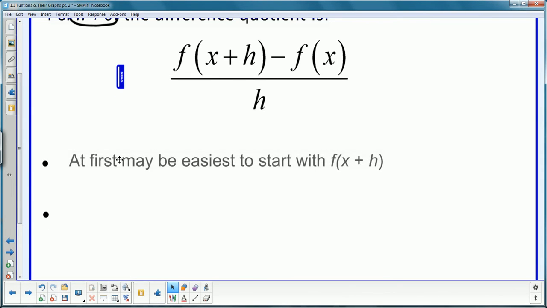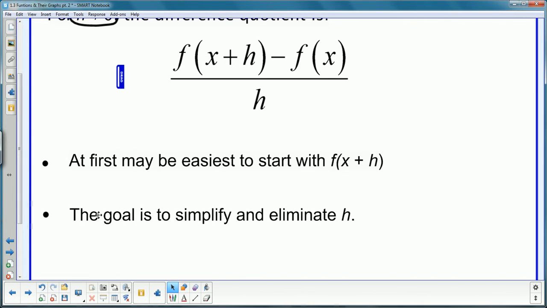So when you're doing this, the easiest thing to do is break it down into pieces probably. So we're going to look at f of x plus h, meaning we're going to take some given function, plug in x plus h, and then we're going to simplify it out. And the goal here when we simplify is that this h in the denominator should be eliminated. So really, it doesn't necessarily mean that all h's are going to be eliminated. It just means the one in the denominator is going to be eliminated.